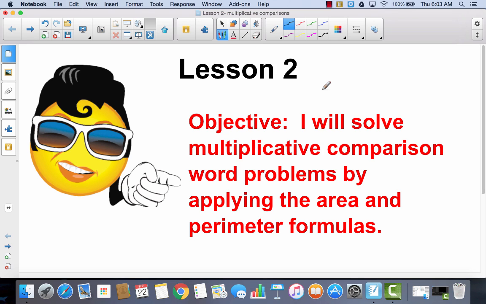Lesson 2, I will solve multiplicative comparison word problems by applying the area and perimeter formulas. So in Lesson 1, we talked about how you find the area of a rectangle and how you find the perimeter of a rectangle. Well, we're going to be solving some word problems, and these are multiplicative comparison. That means that we will be comparing two rectangles using multiplicative terms, like saying this rectangle is 2 times as large as this rectangle. That's how you use the multiplicative comparison.